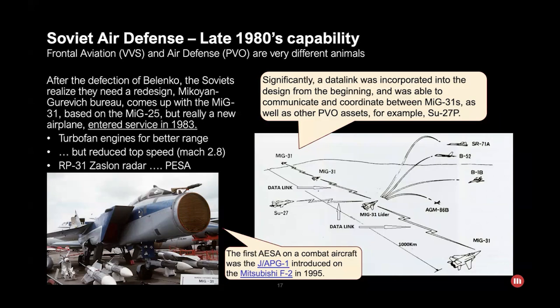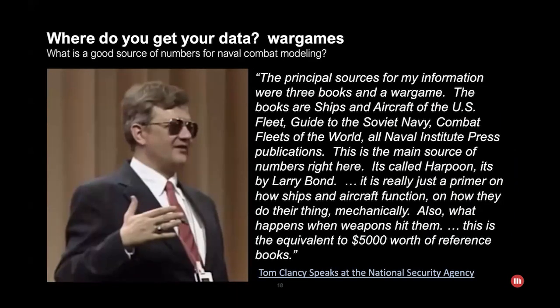So it's worthwhile to look at what's happening on the other side. I mentioned this yesterday, but if you didn't see it, this is Tom Clancy giving a presentation at the National Security Agency. They ask him, like, where do you get all your data? And he says, Janes and Harpoon.